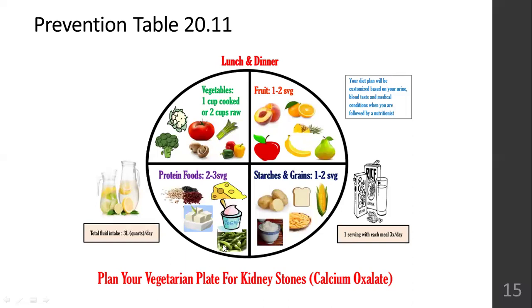A vegetarian plate for kidney stones. This is how you can plan the lunch and dinner based on the list of food items that you are supposed to eat, if it is acid ash or alkaline ash diet, based on what the nephrologist has suggested you to eat. In 4 equal portions: fruits, vegetables, proteins, and starches.